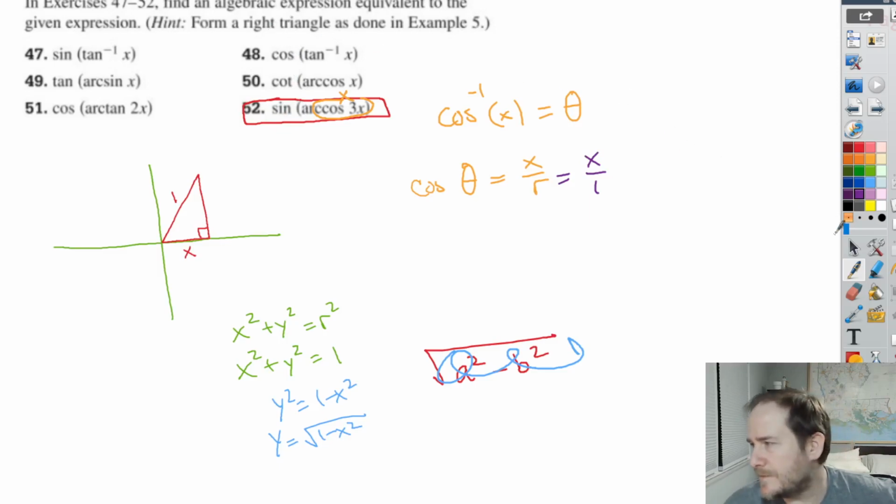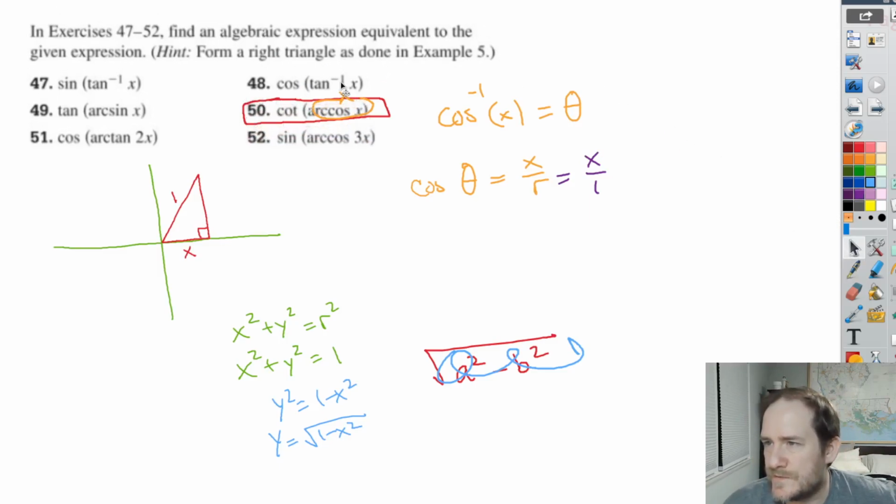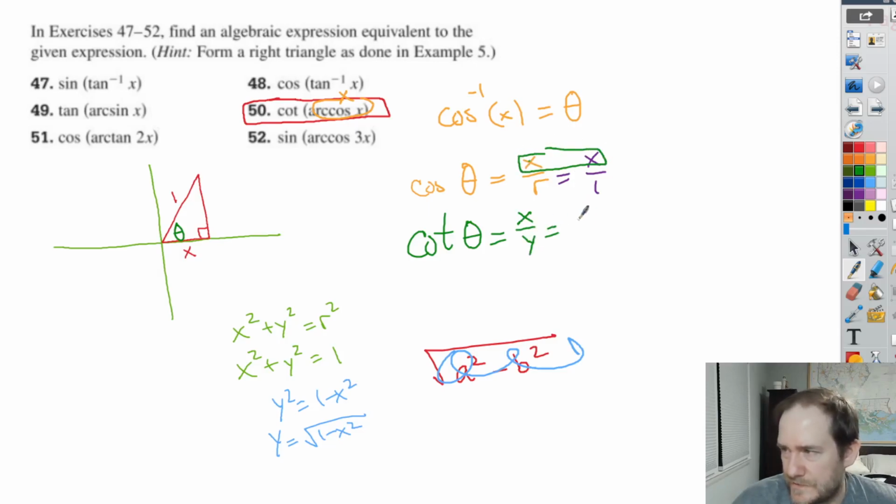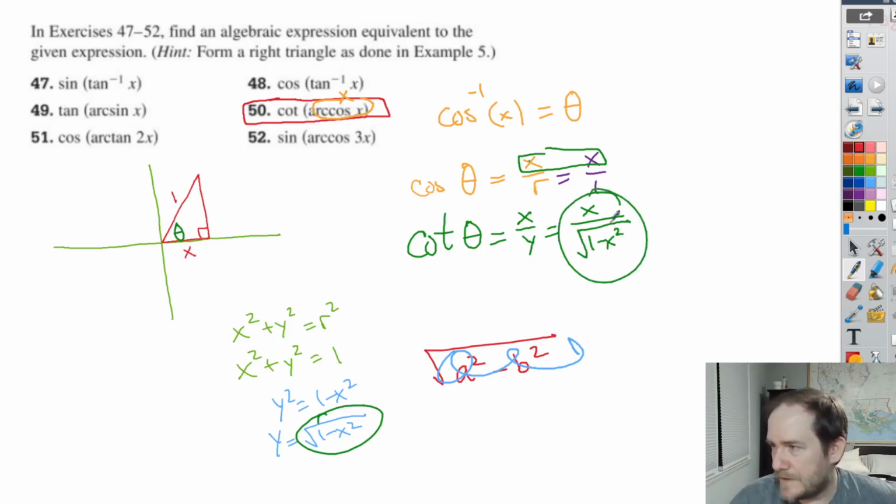Oh, by the way, they want us to find... Oh, I knew I was doing something wrong. We're not doing 52, we're doing 50. They want us to now find the cotangent of that angle. So the cotangent of our same angle, theta, by the way, that guy right there is theta. What's my cotangent? Cotangent is cosine over sine, so it's x over y. It's the same x we already had, and x is literally just x, but y is this expression we had to figure out: the square root of 1 minus x squared. That's your final answer. That algebraic expression is the answer.